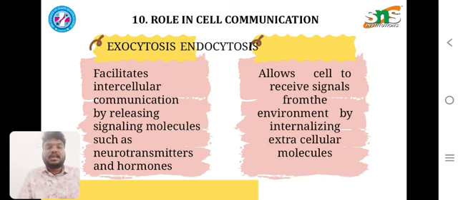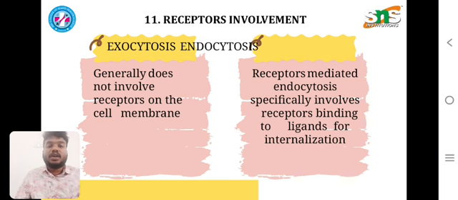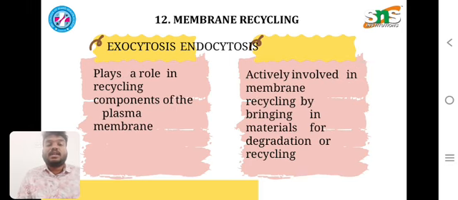So what is the role in cell communication? Exocytosis facilitates intercellular communication by releasing signaling molecules such as neurotransmitters and hormones. We have seen that first itself. Endocytosis allows the cell to receive signals from the environment by internalizing extracellular molecules. The receptor involvement: exocytosis generally does not involve receptors on the cell membrane, but in endocytosis there is a specific receptor-mediated endocytosis. It specifically involves receptors binding to ligands for the internalization.